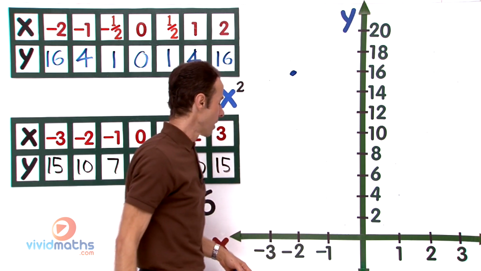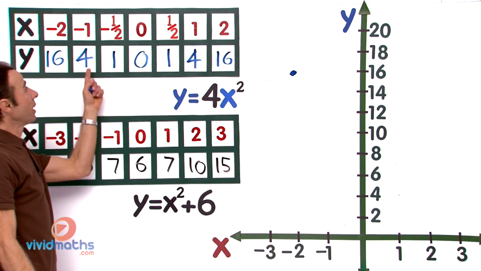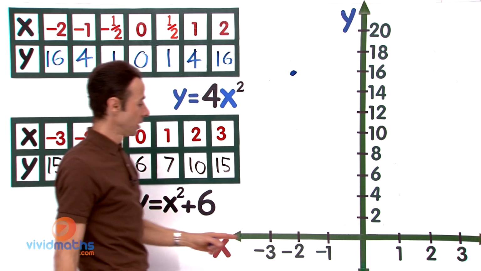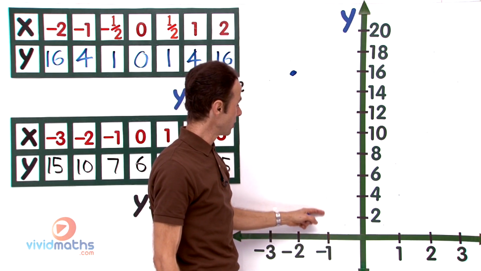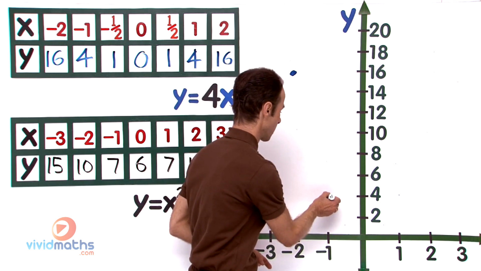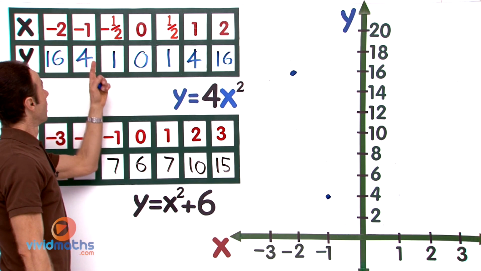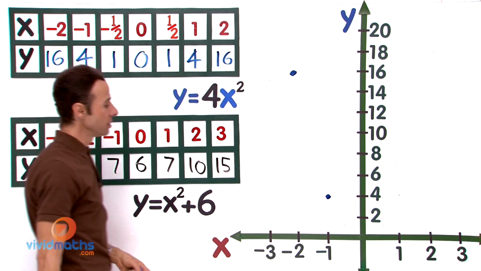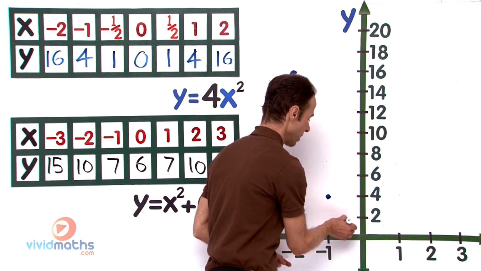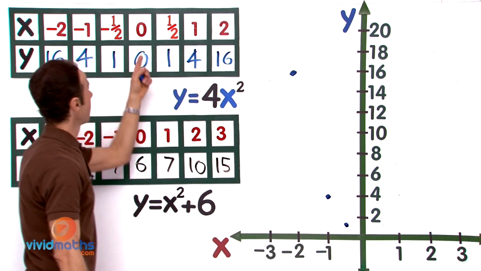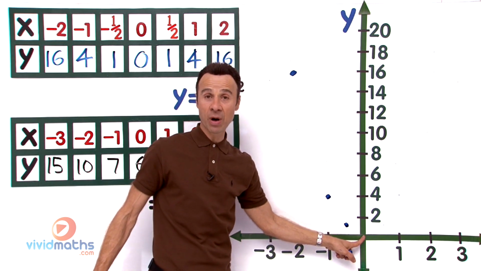There's that point. Then we have over here -1 and +4. -1 and +4 will give us a point right over here. Next one is going to be -1/2 and 1. -1/2 and up by 1, that'll be right over here. Then, of course, we're going to have 0, 0. That's going to be here at the origin, the vertex of the parabola.